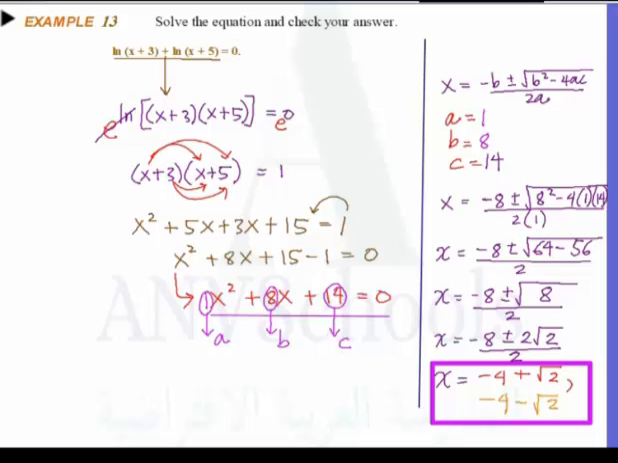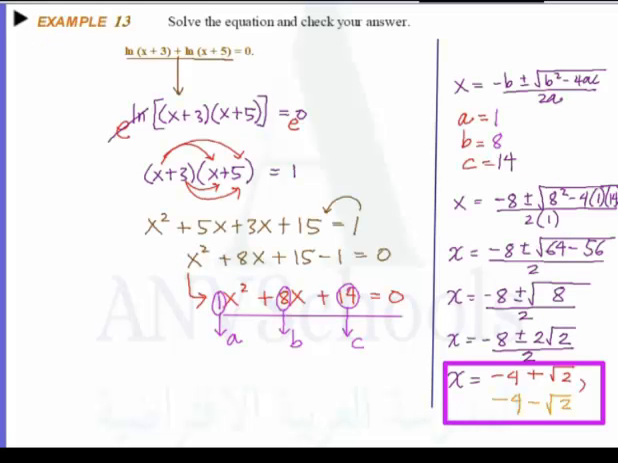Now let us check if the solved values of x are solutions of the given equation. Starting with the solved values, my x's are: x is equal to negative 4 plus square root of 2, and the other one, in a different color, x is equal to negative 4 minus square root of 2.